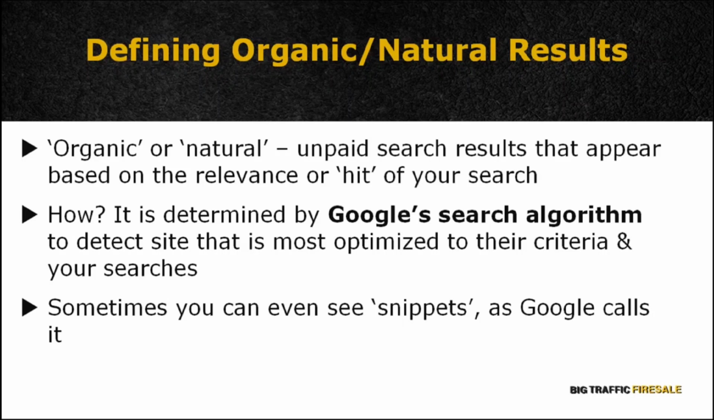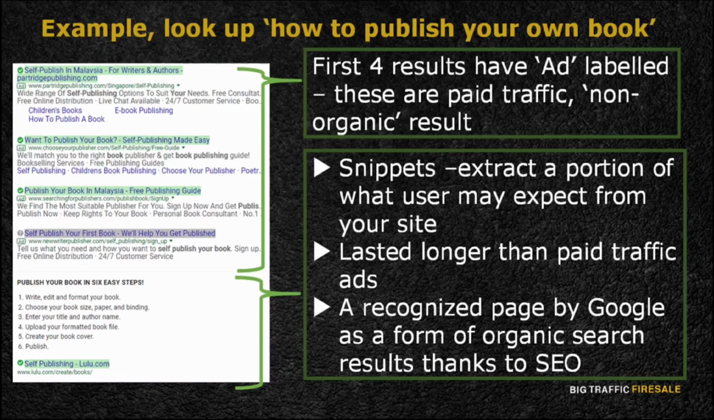What is the algorithm behind a Google search for SEO, you ask? We will uncover that during our special step-by-step on how to optimize your site. For now, here's a better picture of these organic search results. Say, for example, you look up in Google browser on how to publish your own book, or simply publish your book. You'll see up to 10 search results from this first page.